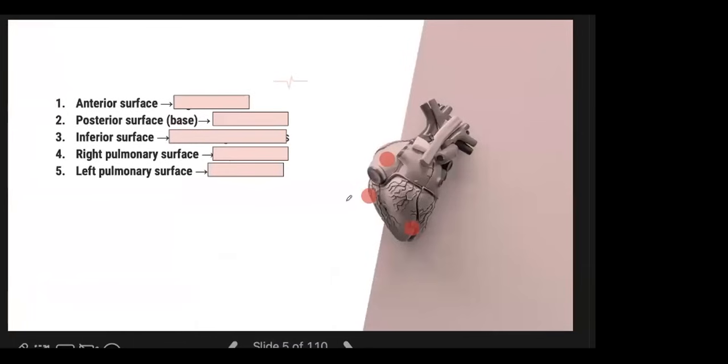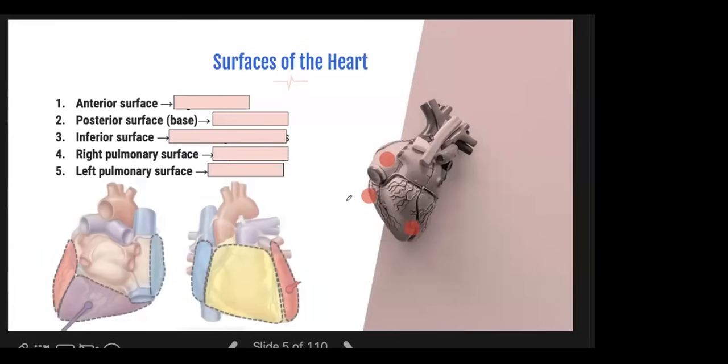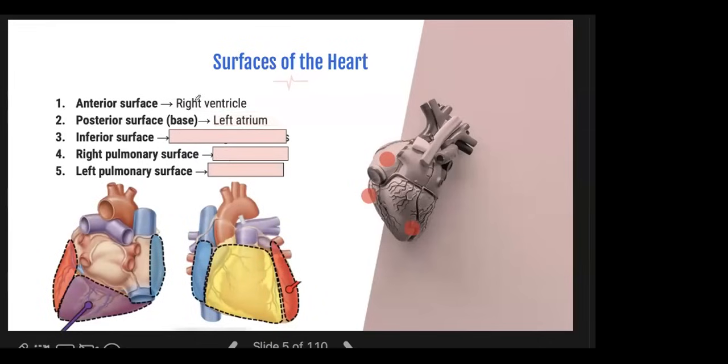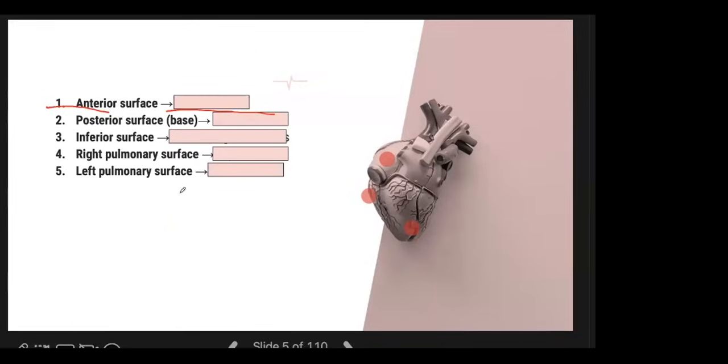Now for the surface of the heart. We talked about the borders. Can anyone tell me what the anterior surface of the heart is? The right ventricle. Perfect. And this is a very important reference point when we go to the echocardiogram and the images of the heart. It really helps us have a nice base and a nice visual orientation of what we're looking at. So again, the right ventricle is making up the anterior surface. Can anyone tell me what makes up the posterior surface of the heart?